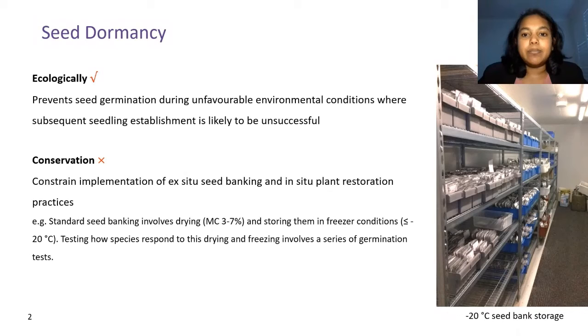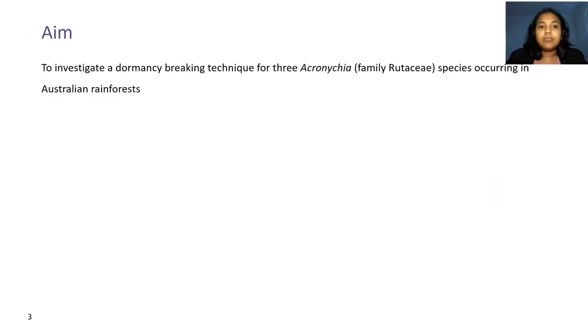As an example, seed banking involves drying and storing seed at sub-zero temperatures. Testing species suitability for drying and freezing involves a series of germination tests. Performing such germination tests is difficult when the dormancy breaking technique for the targeted species is unknown. Our aim was to investigate a dormancy breaking technique for Acronychia.